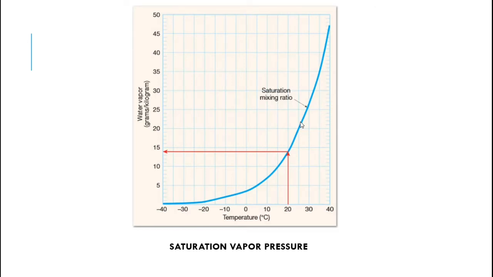Okay, so you have here the saturation vapor pressure. We have at 20 degrees Celsius. Okay, the water vapor present is this. Yeah, grams per kilogram, as we have mentioned. Yung grams per kilogram, that is the mixing ratio.